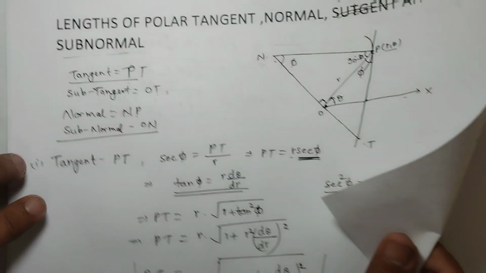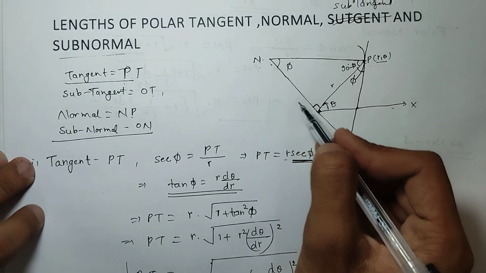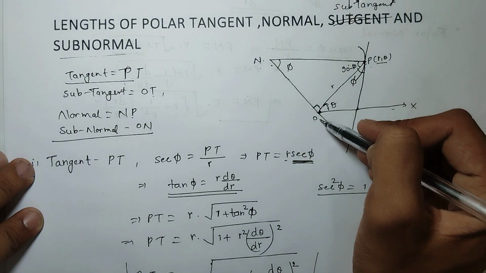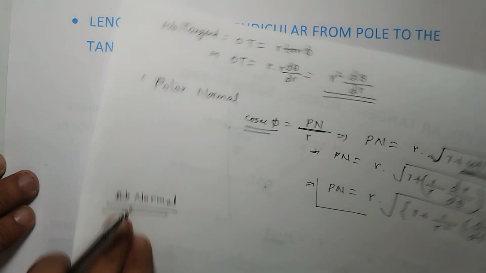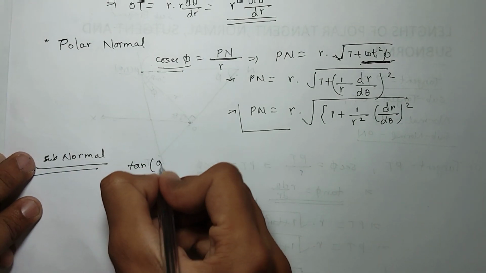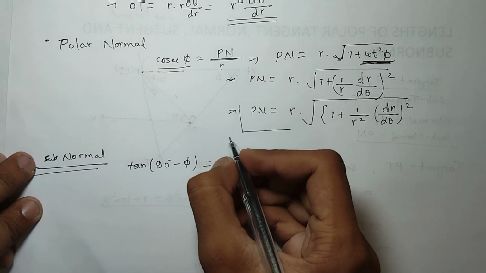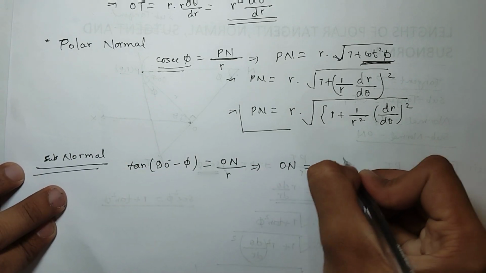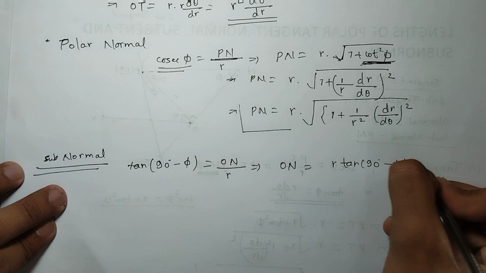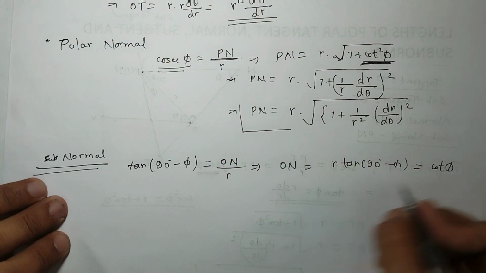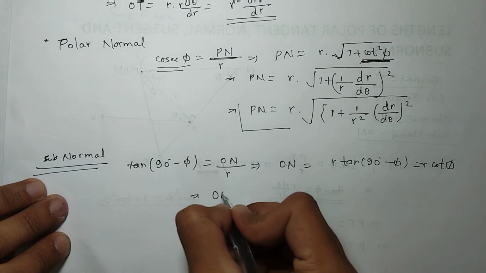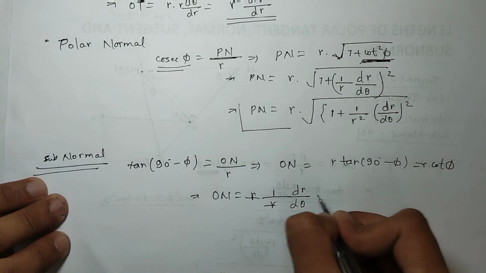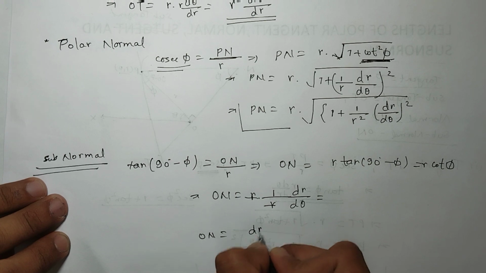What is subnormal? This is our subnormal ON. Now we use tan(90° − φ) = ON/OP. So tan(90° − φ) equals ON upon OP, and OP is r. Now we can write ON, that is our subnormal, as r tan(90° − φ), that is r cot φ, right? Now what is cot φ? It is 1/r dr/dθ. Then ON will simply be dr/dθ.